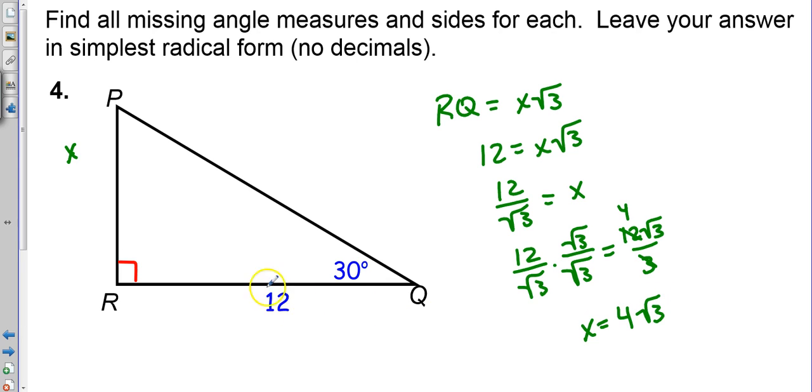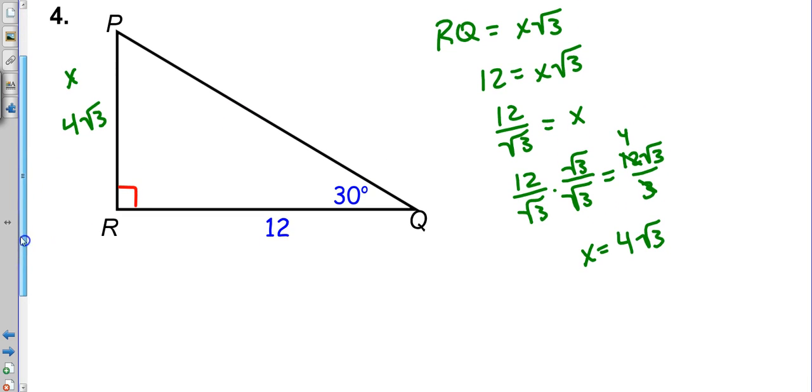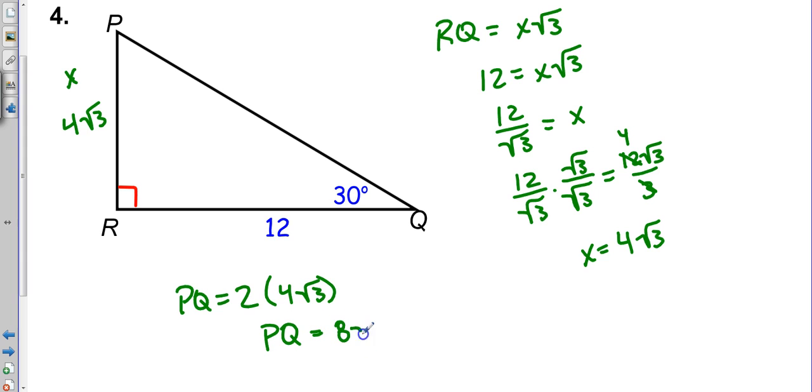So we've now taken this side and used that relationship in order to find our shortest side. All right, so the last thing left to do is use this shortest side in order to find the hypotenuse. When I find the hypotenuse, I'm just taking the shortest side. I know PQ is going to be equal to double whatever the shortest side is. And in this particular case, the shortest side is 4 root 3. So PQ, the hypotenuse, is going to be 8 root 3.